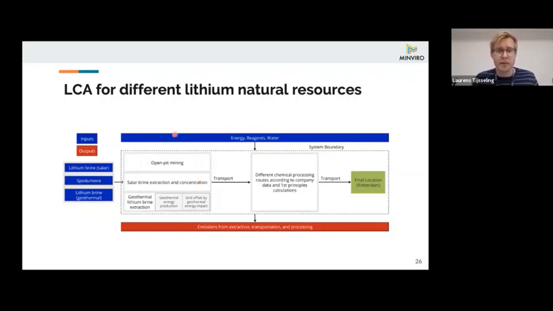So generally, if we look at our system boundary, what we considered is open pit mining for the spodumene processes, solar brine extraction, and solar concentration for lithium triangle processes, which then are transported to the different chemical processing and beneficiation routes according to the company data that we had available. And then they're transported to one central location, Rotterdam, to make sure we had an equal endpoint for the transport. Materials going into the system are energy, reagents, and water. And then coming out of our system, we have emissions due to extraction, transportation, and processing.